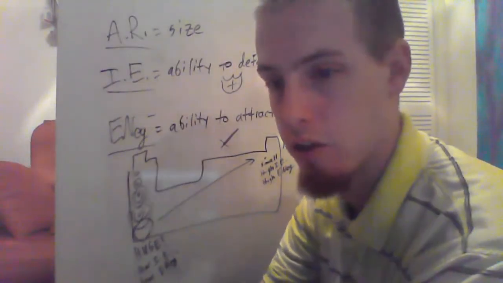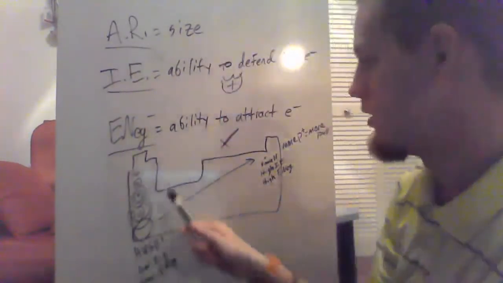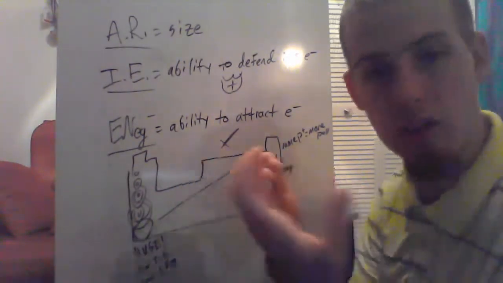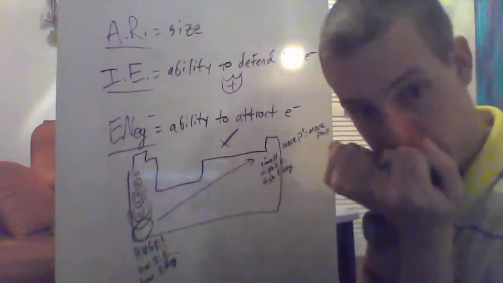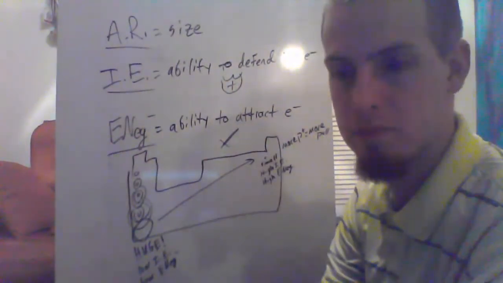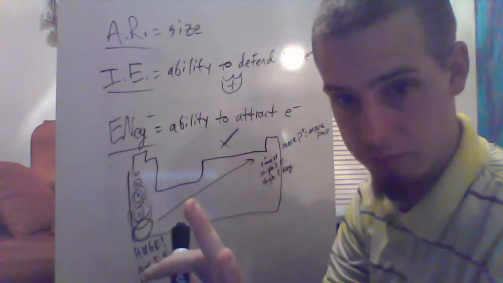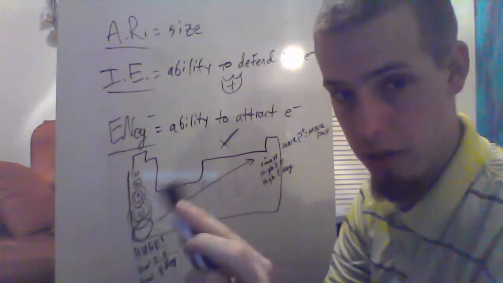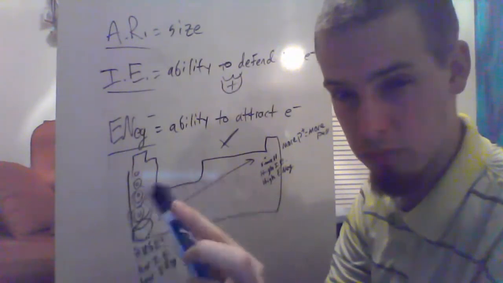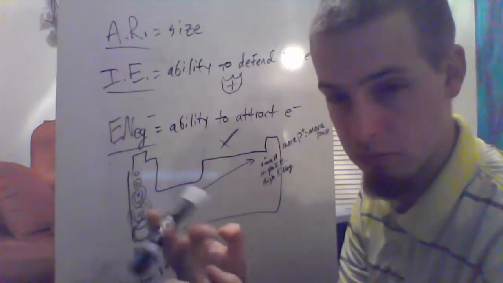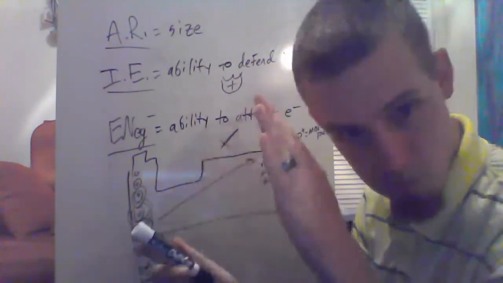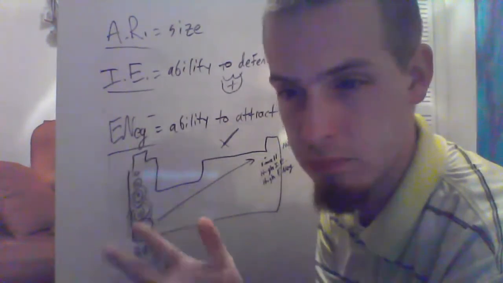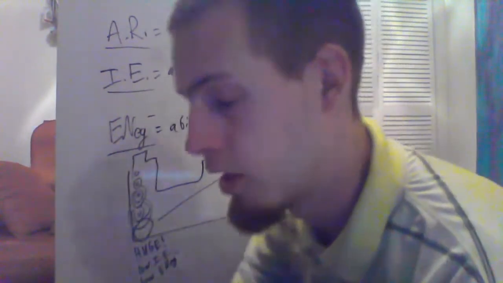Yeah, is radius good? So again, more shells going down, more protons, more pull. And as that happens, obviously it's going to get brought in. A little pull versus a lot of pull. Are we good on radius? Cool. All right. We'll go on to the other two.